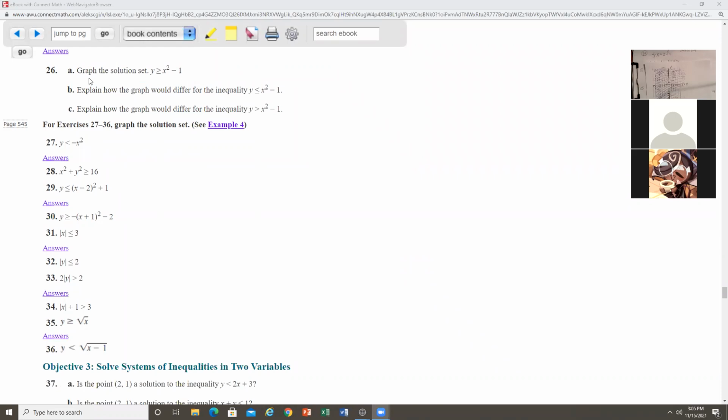Number 26A, we want to graph the solution set of this quadratic inequality. Notice that's no longer a linear inequality, that's a quadratic inequality. So 26A, these problems are at the end of section 5.5 in your textbook. We're going to try to graph the solution set of y greater than or equal to x squared minus 1.